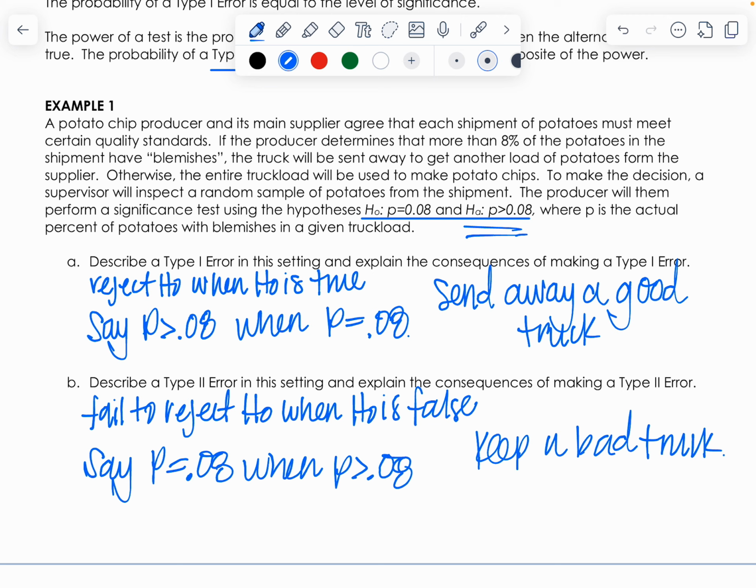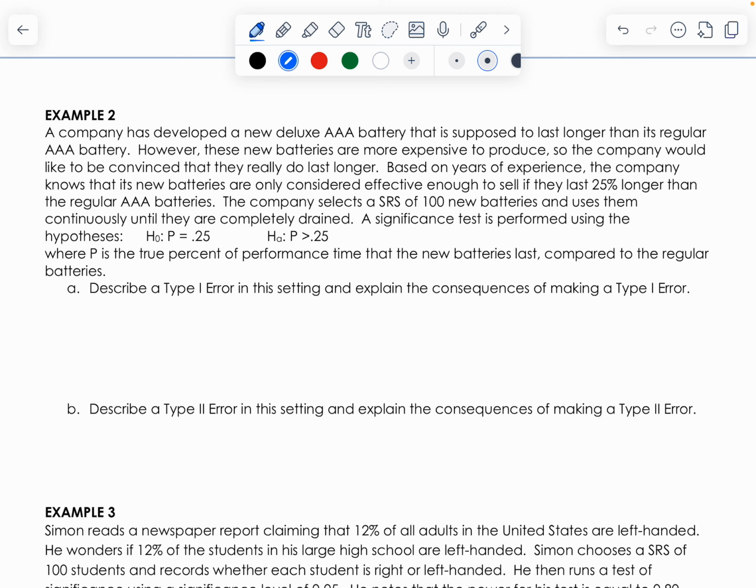All right, example 2. This is the AAA battery example. I'm not going to read you the whole paragraph here, but basically we have to know that our null hypothesis said that P equals 0.25, and our alternate would say that P is greater than 0.25, where P is the true percent of performance time that a new battery lasts longer compared to the existing. So if P is greater than 0.25, then it lasts more than 25% longer than the other batteries.